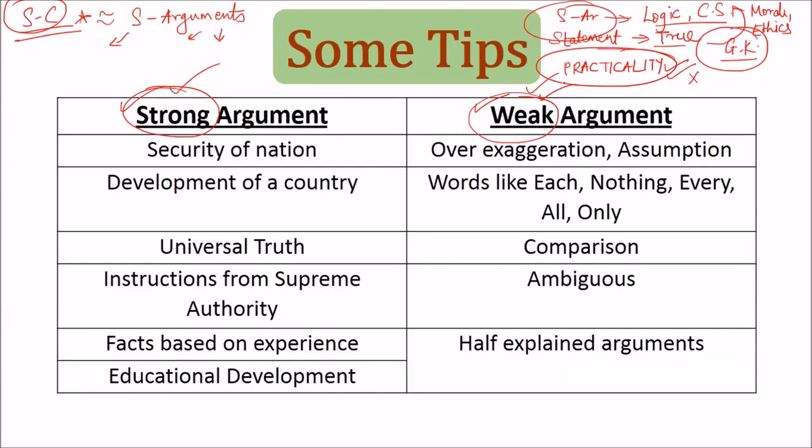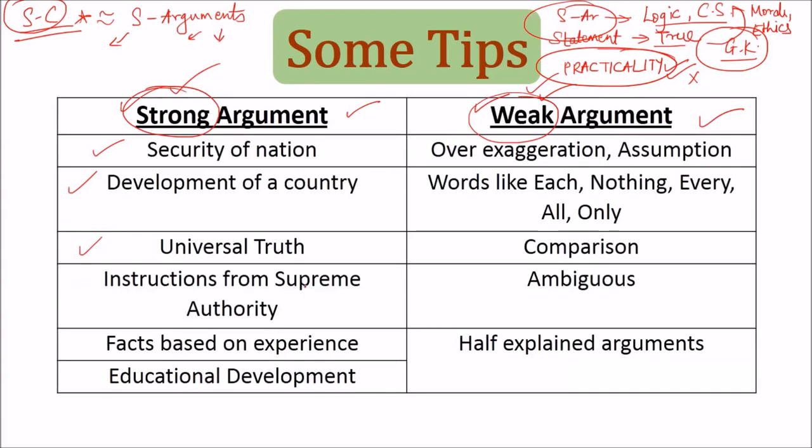Now let's take a look at what kind of arguments are strong and what kind of arguments are weak. First, strong arguments. Whenever the argument is regarding security of a nation, our nation or something like that, then it is a very strong argument. Again, socio-economic development of the country is a strong argument. Universal truth, like for example, if people say that the smallest element of matter is atoms, it is a universal truth, it is a proven fact. So universal truth is always a strong argument.